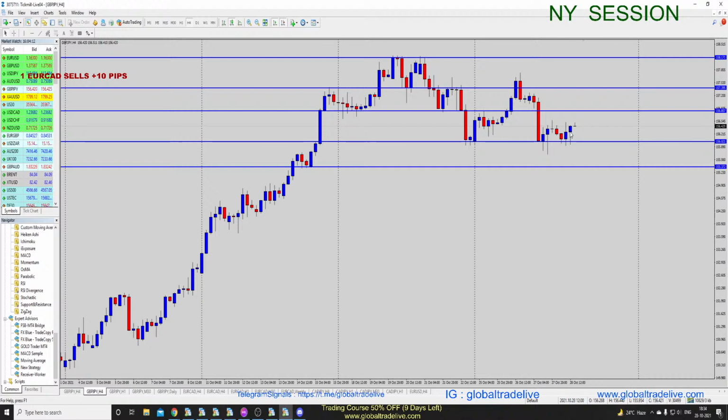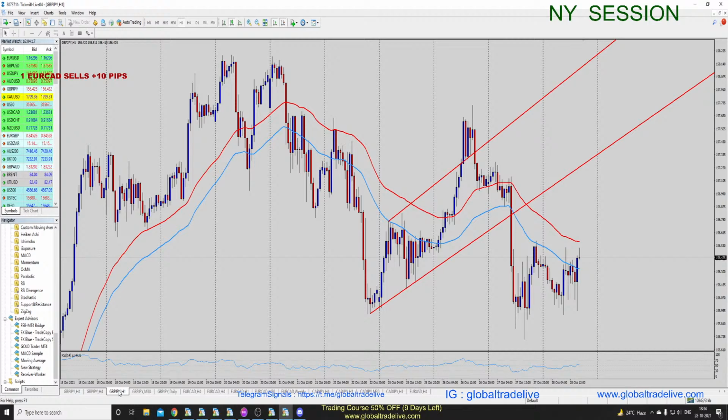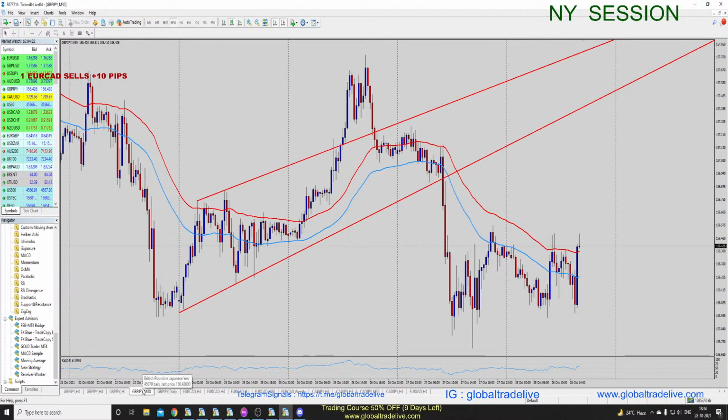What the hell is happening in GBP/JPY? Again sideways, but still sell trend. Be careful, guys, this is a triangle going on in GBP/JPY, so just make sure that you wait for a candle to close above this area.